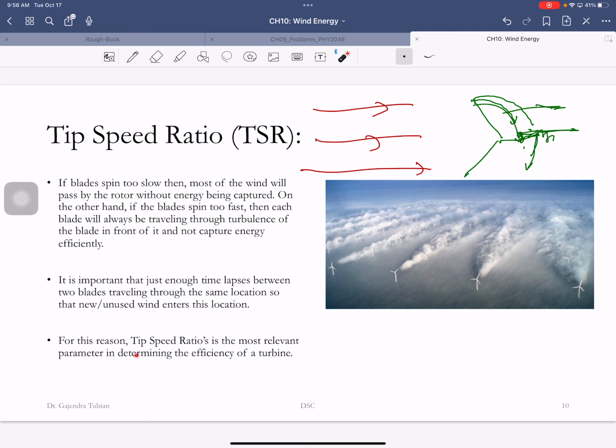So for this reason, tip speed ratio is the most relevant parameter in determining the efficiency of a turbine. You want the turbine to capture as much energy as possible, and so the tip speed ratio for the turbine should be appropriate. It's important that just enough time lapses between the two blades traveling through the same location, so that new, unused wind arrives.